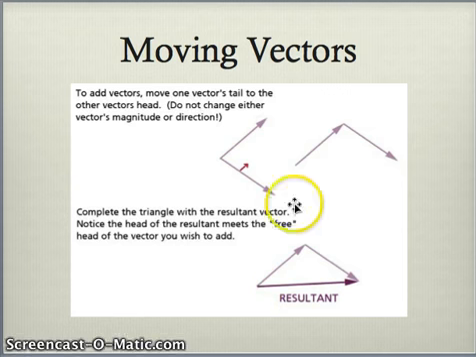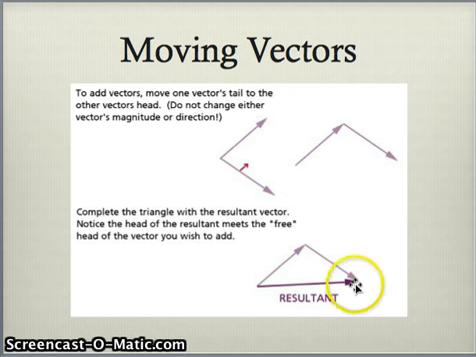So the resultant would be from the point of origin to the head, the point of the very last arrow. By doing so, you have now identified the resultant. Okay? So you complete the triangle, the resultant vector. The head of the resultant meets the free head of the vector that we just moved. So you now have this line right here, represented by this darker purplish line, called the resultant. Okay? So that's how you go about doing that.